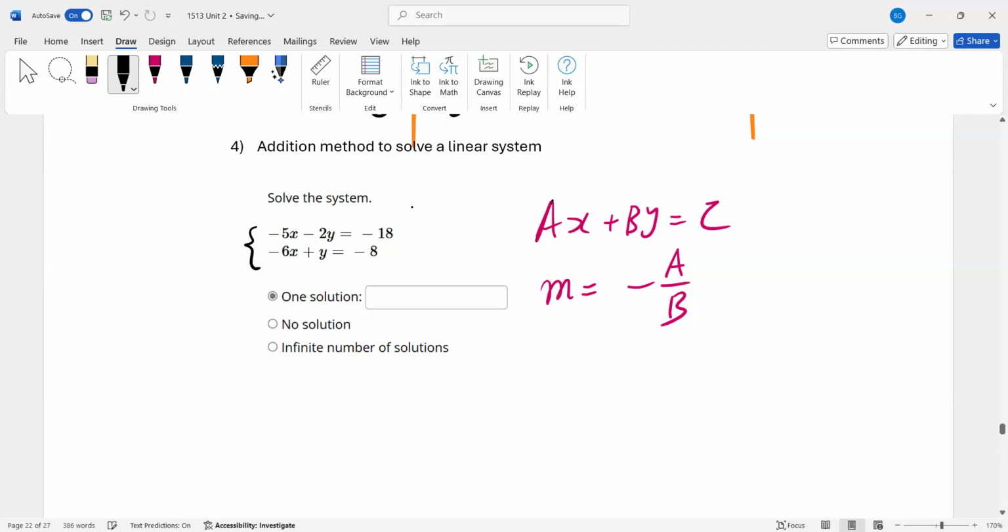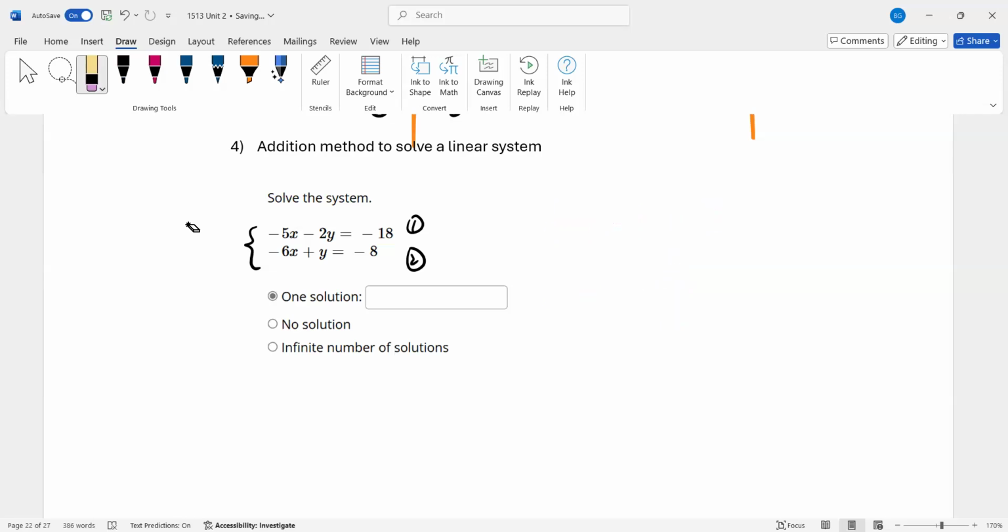No, this one doesn't have that. So I like to use that symbol. So the first equation slope is negative 5/2. The second equation slope is 6. Okay, they do not have the same slopes. For that reason, they're going to have one solution, all right? And we're going to find that one solution.